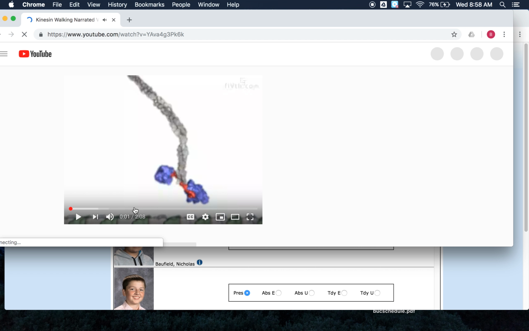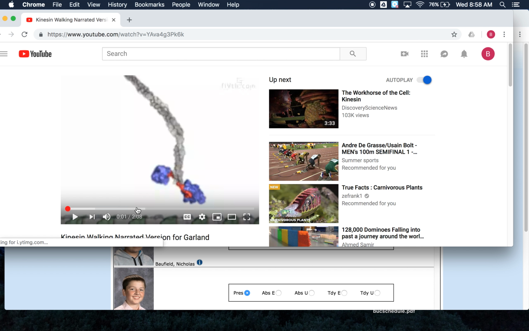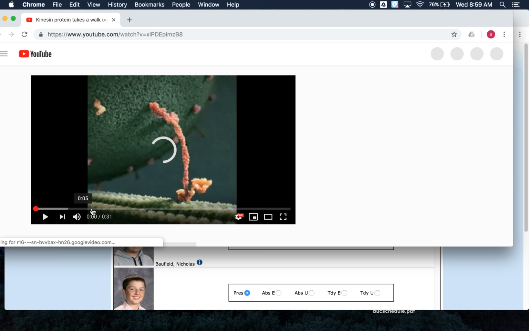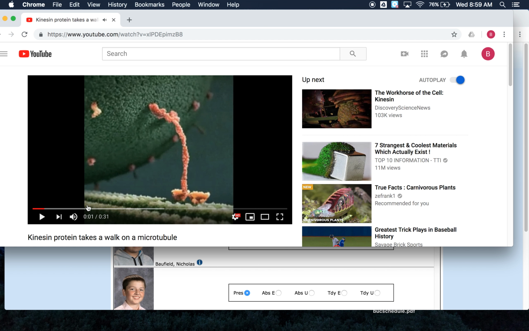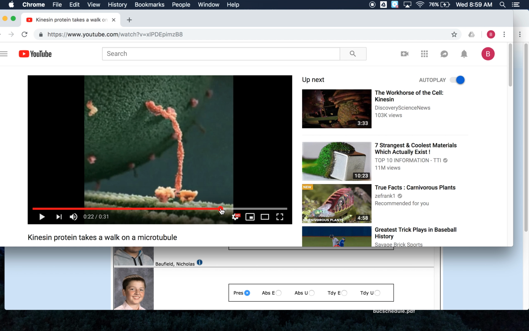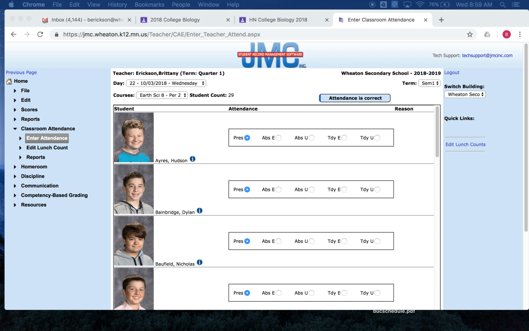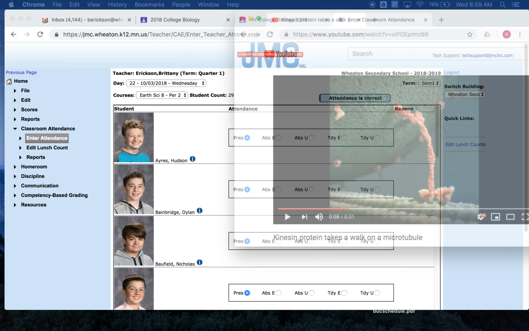The motor protein kinase. Hold on. No. There's one more where you can really, in real life, see the legs swing. It's kind of creepy looking. No. Okay, I'll just show this one. I'll just show a little bit of this one, and then we'll just move on. Yeah, but you get the point, right? Sort of, hopefully.